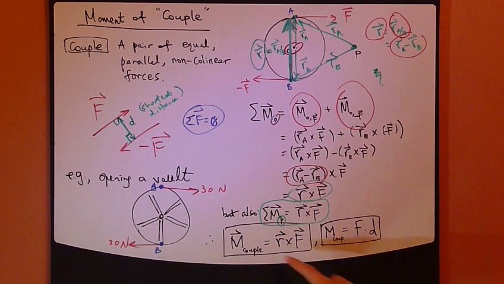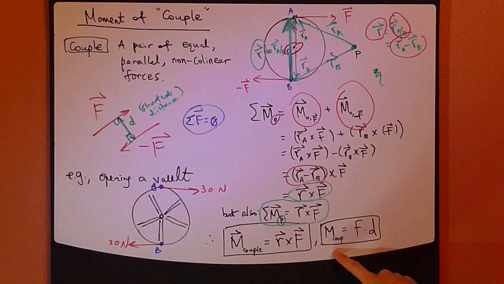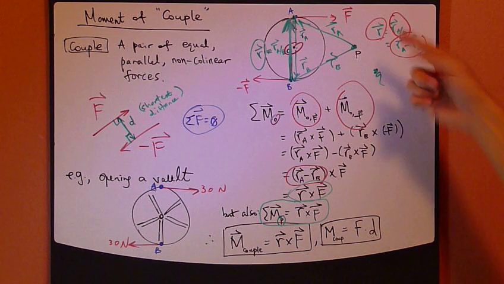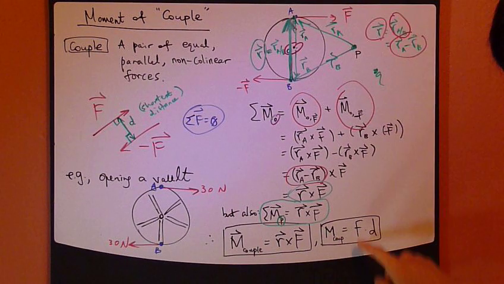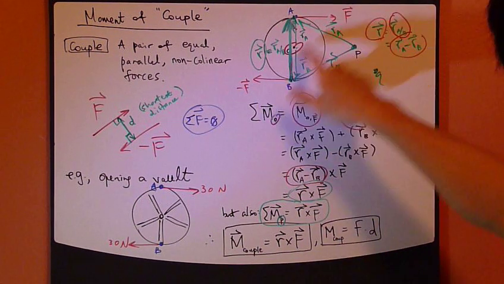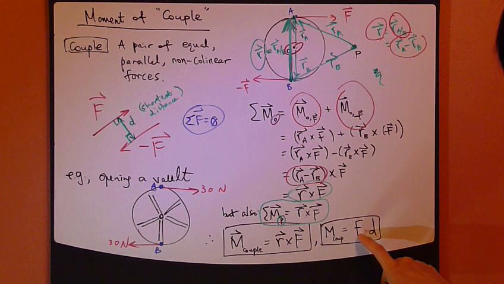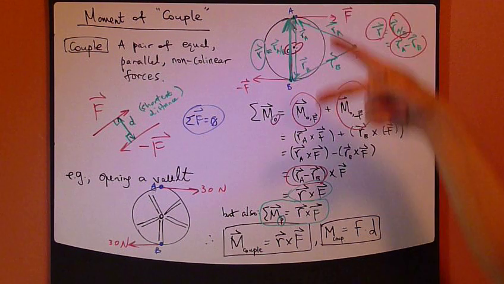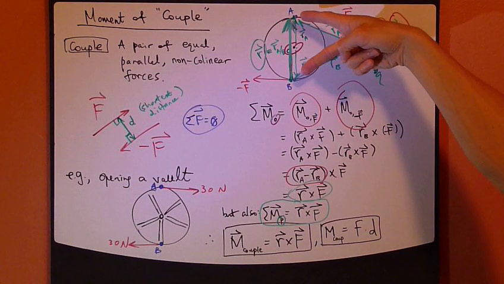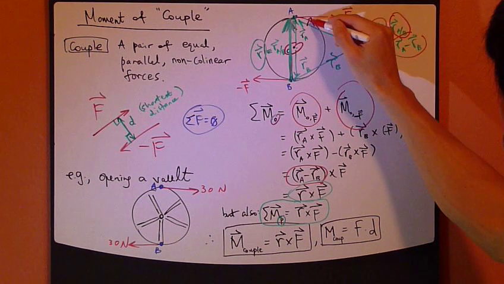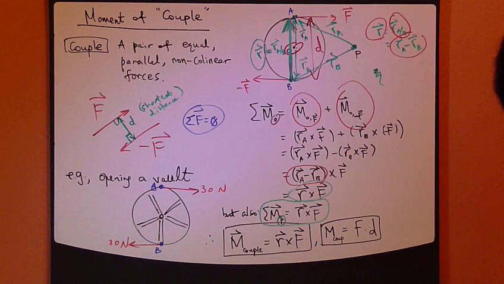And then the magnitude of the moment created by a couple is simply the force, whatever that is, the magnitude. Just keep in mind they have the same magnitude. So it's the force times the distance between them, the perpendicular distance between them. Let's call it d. So this distance, call it d.